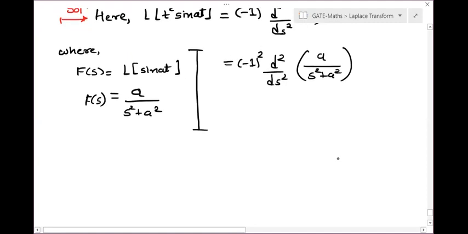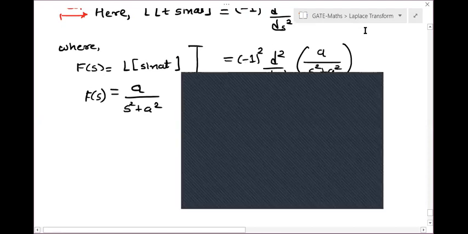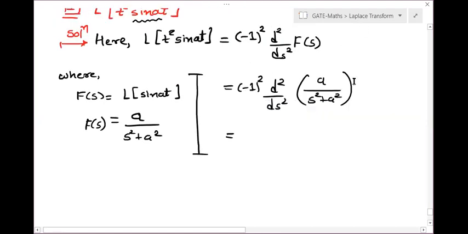I will take one separate class of basic differentiation and integration for GTU students, right? But for GATE students, is it required? Separate class of differentiation and integration? Please let me know. Is it clear to you now? Now minus 1 whole square is 1 only. Even we can remove this minus 1 whole square over here.